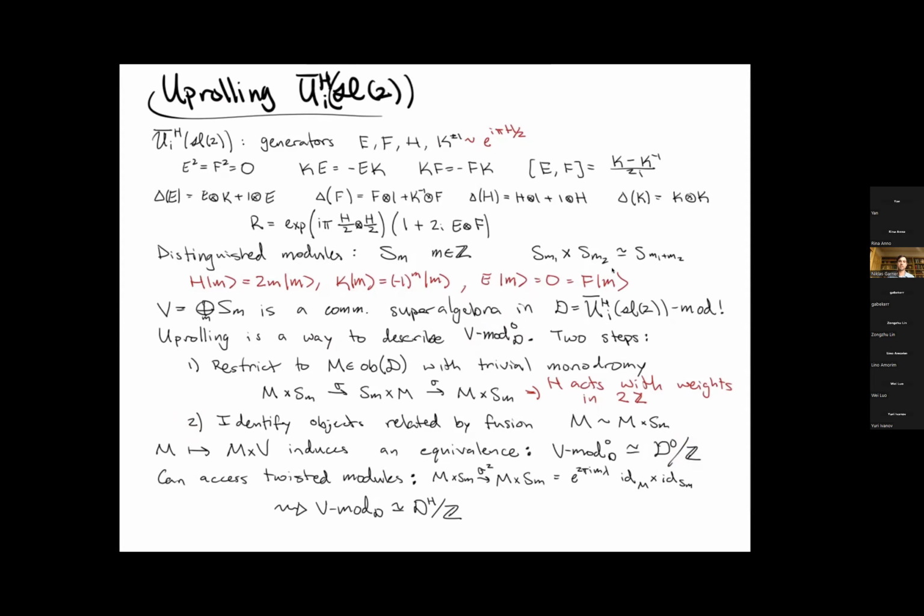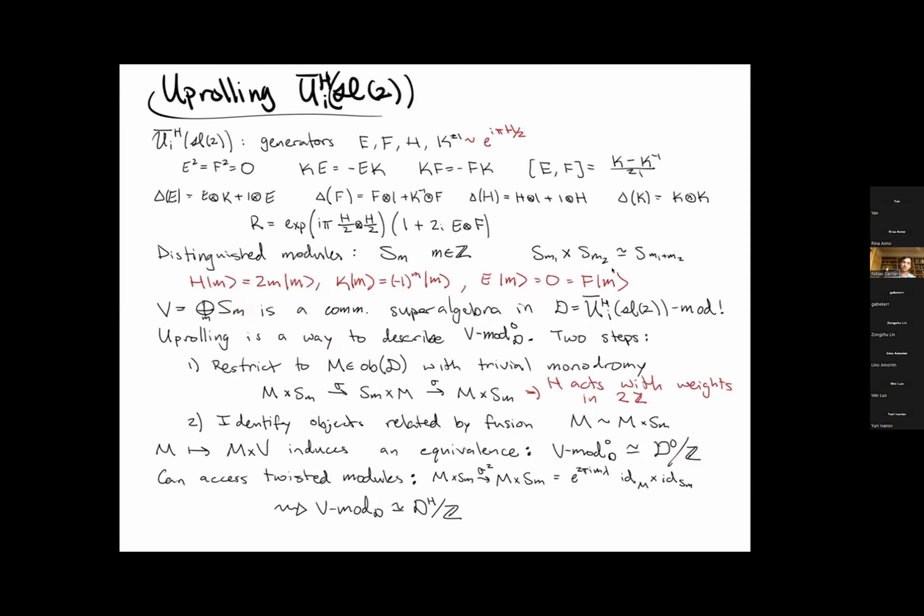Rather than restricting to modules with trivial monodromy, we can restrict to modules where the monodromy is non-trivial but semi-simple. This is sort of the next simplest thing we can do. And I'll call the resulting category V mod sub D. Rather than having genuine modules, that's what this superscript zero meant, we can have modules where the double braiding with the algebra itself isn't trivial, but encodes a twisting.